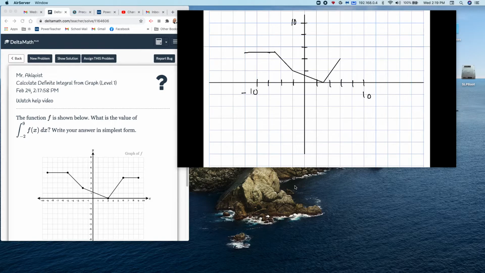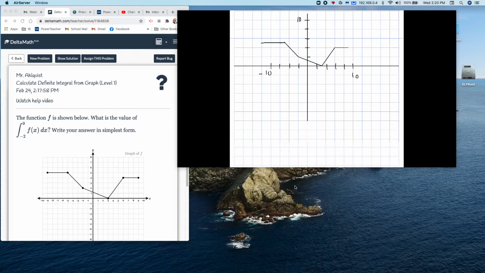And then finally it just goes over to 9. So something like that. I know my graph goes by 2s, but in the end, on this problem, we're asked to do the integral from negative 2 to 9. So negative 2 is right here. 9 is right here, roughly.